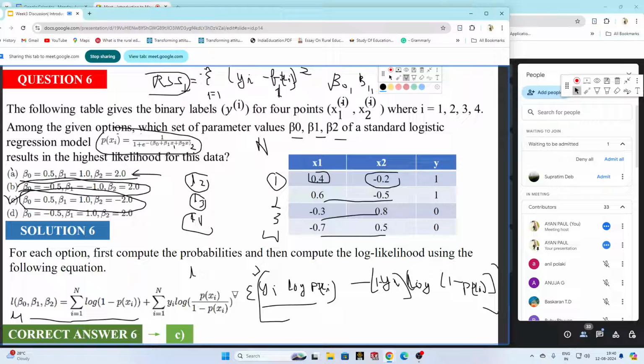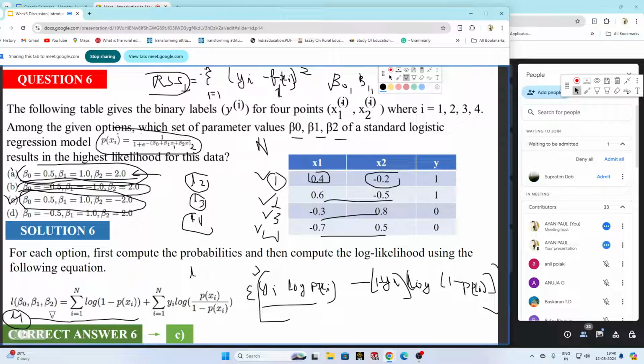Our first log likelihood will be from this option. How? We will put the beta naught value of 0.5 here, beta 1 of 1 here, beta 2 here, and we will find the p(x_i). For the first point, x1 is 0.4 and x2 is minus 0.2. Similarly we will do the second point, third point, fourth point, and add up all these log likelihoods. When we add them, we find log likelihood L1.